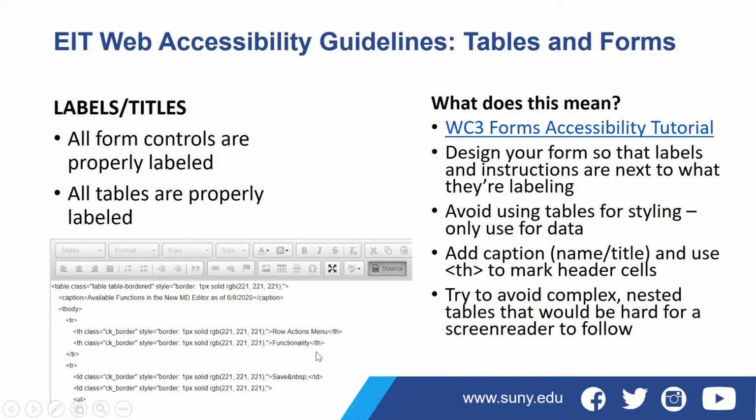You also want to identify what the header cells are, and you use this TH code for that, and you can see here. So here's my first row of the table. TR is table row, and then row action, menu, and functionality, these are the header cells, and you want to identify those with the THs. So you have a begin TH and an end TH, and then from that on you just use the normal TD.